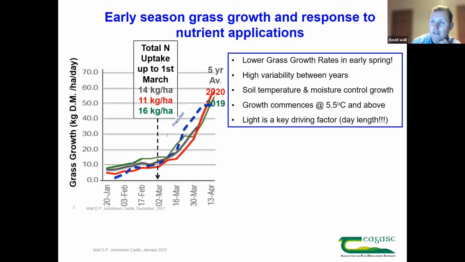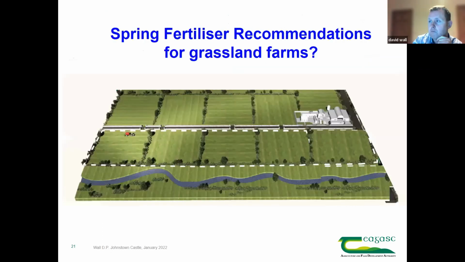But on average, there's somewhere between 14 to 15 kilos of nitrogen uptake the whole way out from January to the 1st of March. So just again, reinforcing that we don't need a lot of nutrients, and you're better holding your nutrients and using them later on when they're going to give a better return in terms of grass growth.